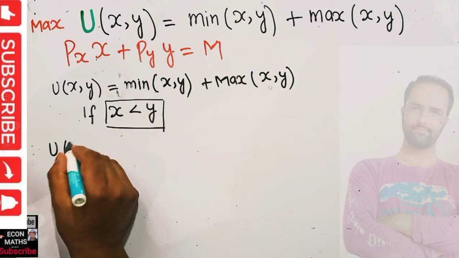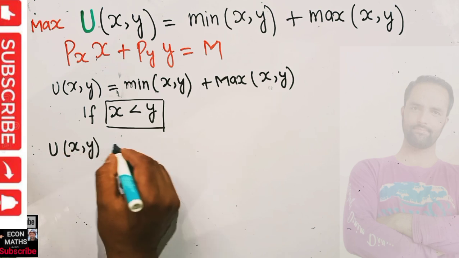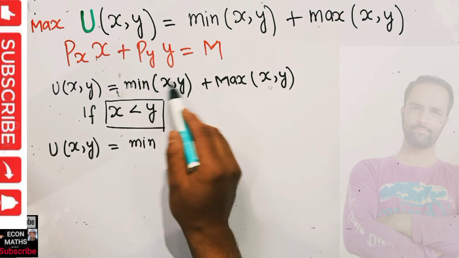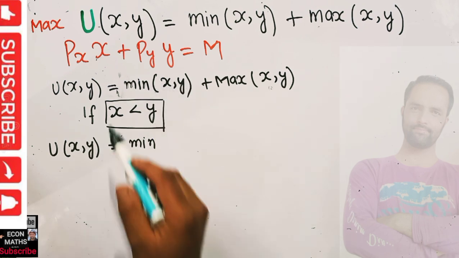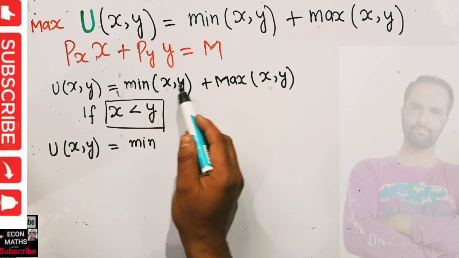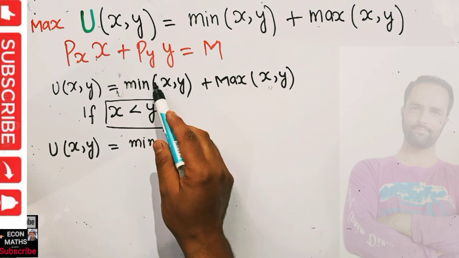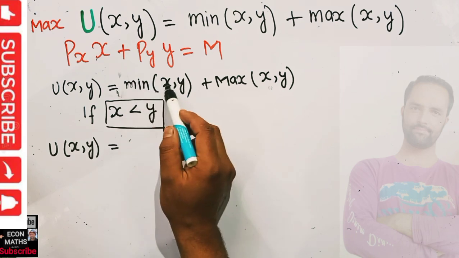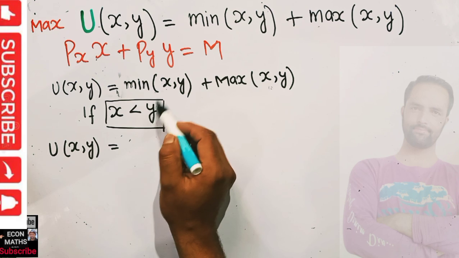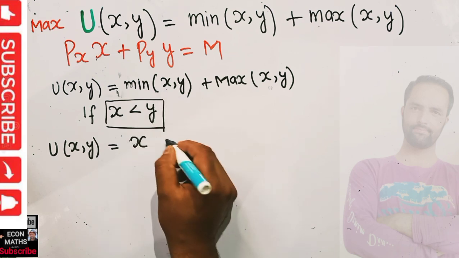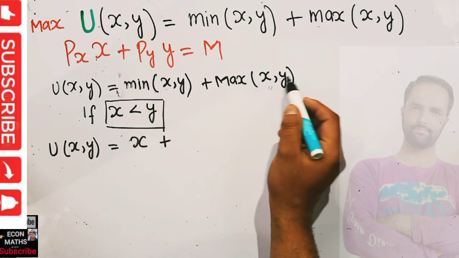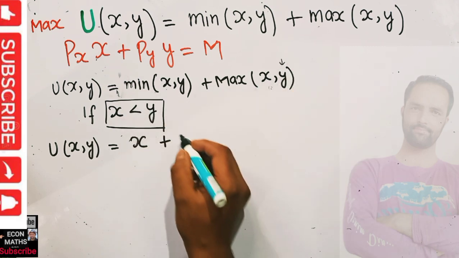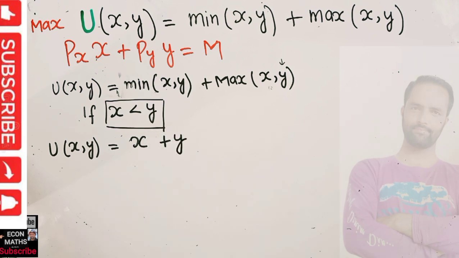So U(x, y) will be equal to the minimum of these two. If x is less than y, that means this number is less than this number, so here we will have only x. The minimum of x and y is x, since x is less than y, plus the maximum value of x and y. If x is less than y, the maximum value will be y. So this will be our utility function.